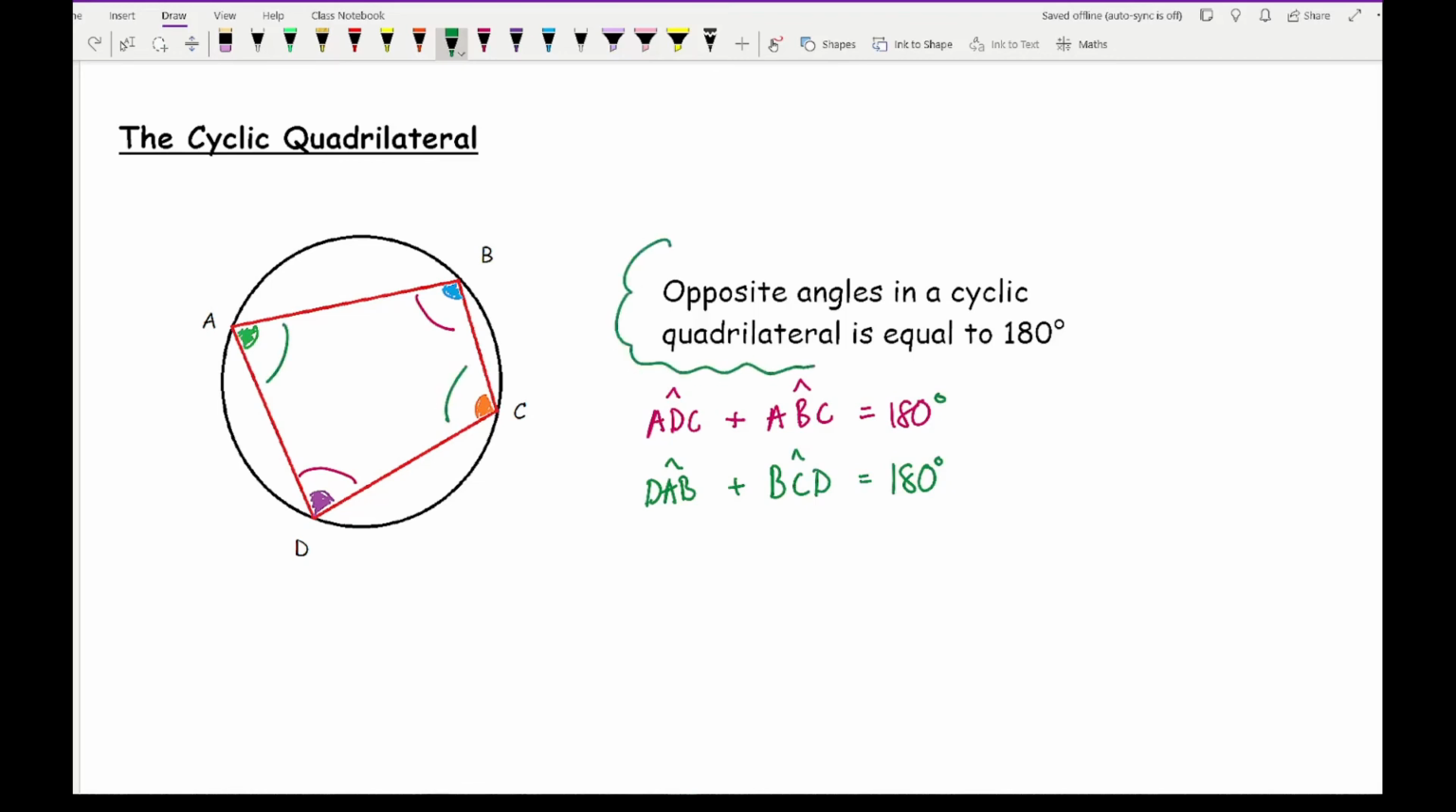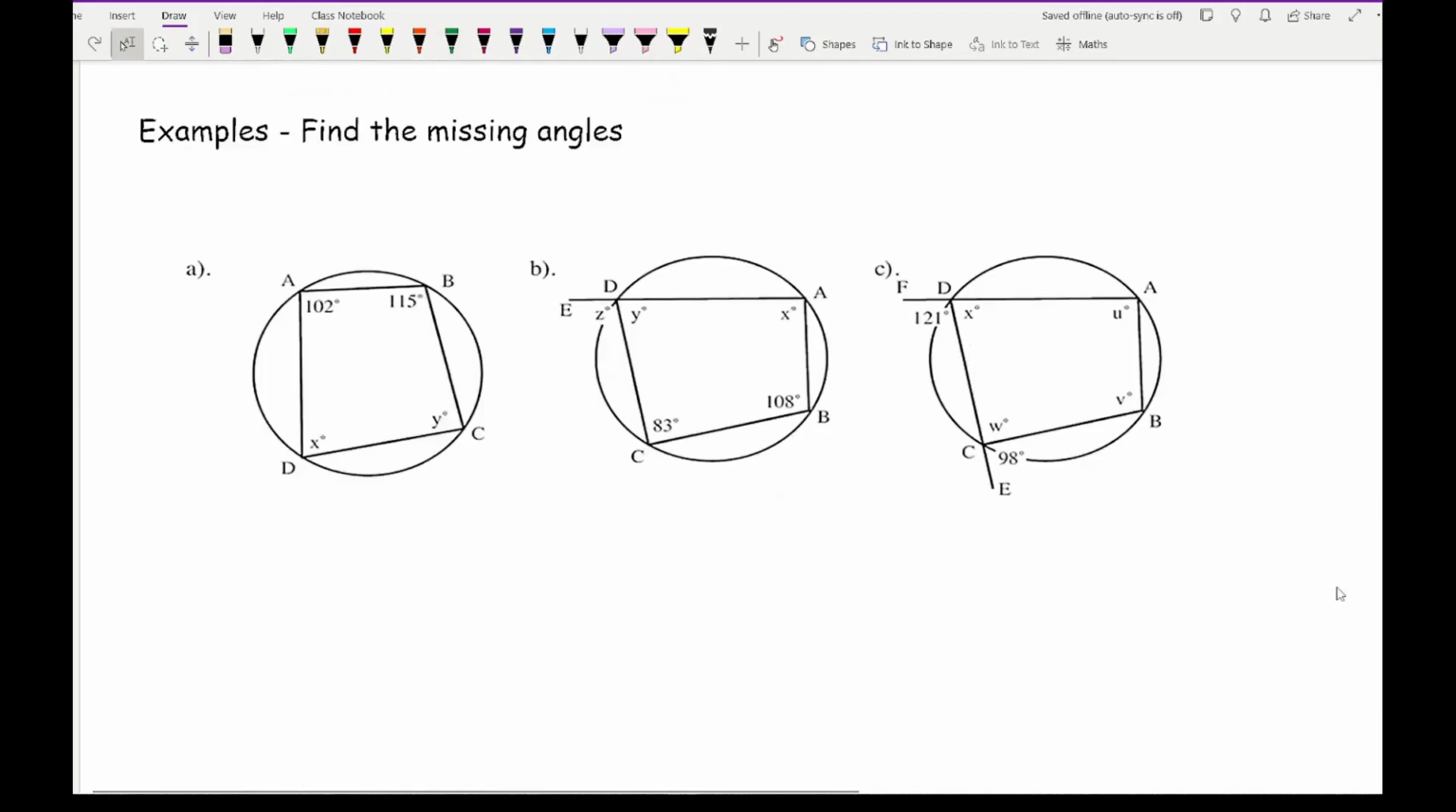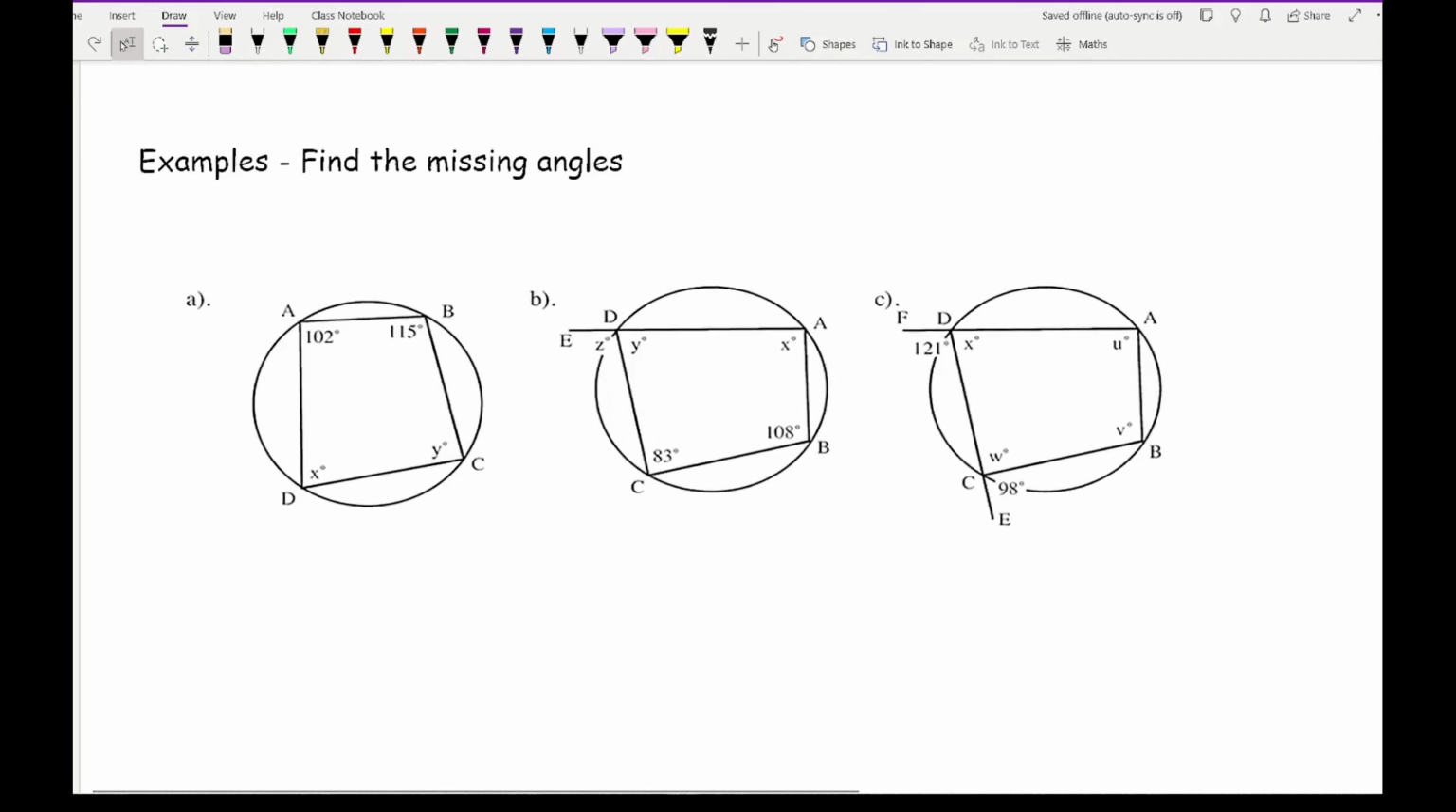And again, if you're going to use this proof, you need to make sure that you're using that definition in your answer. So again, let's have a look at some example questions just to finish this one off.